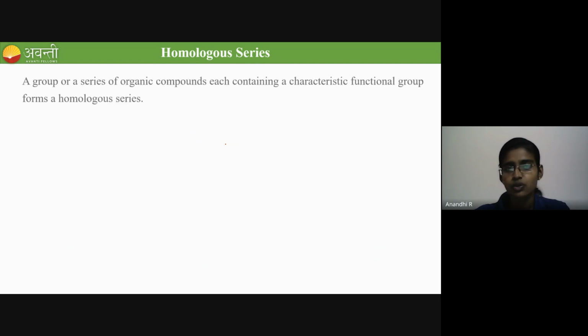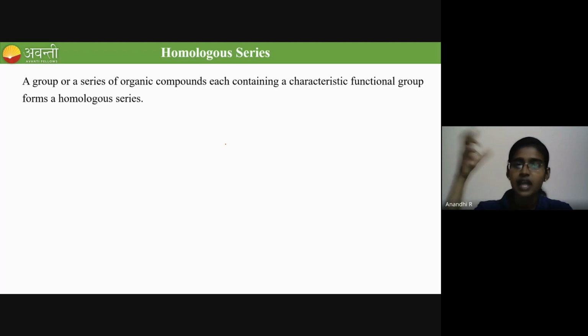Now coming to homologous series. So there were two things. One is functional group and the other one is homologous. Functional group I have discussed, and coming to homologous, a group or series of organic compounds, each containing a characteristic functional group, forms a homologous series.